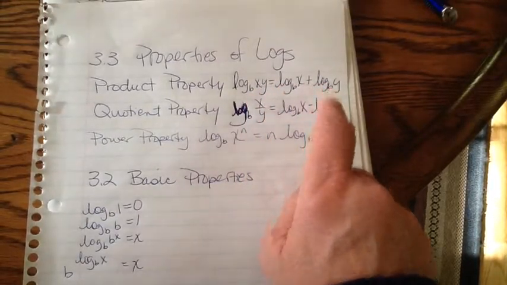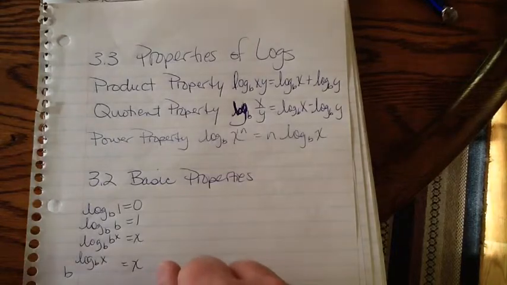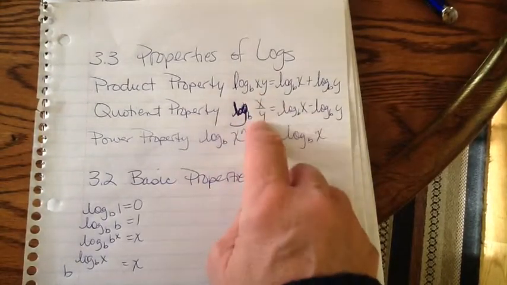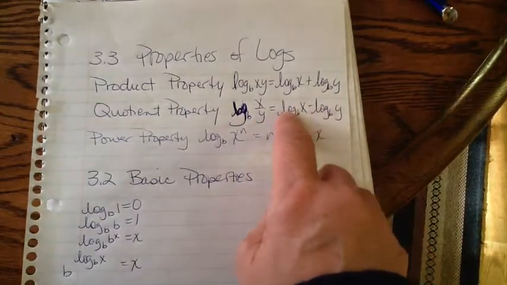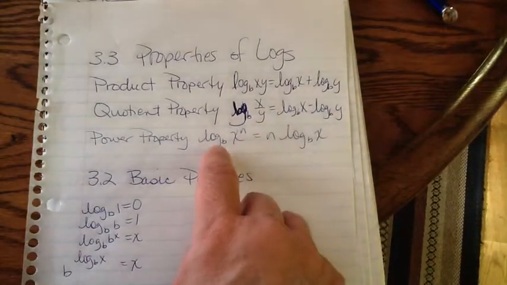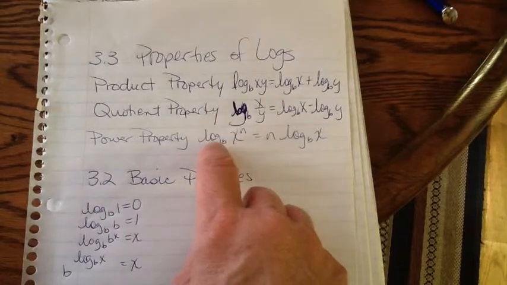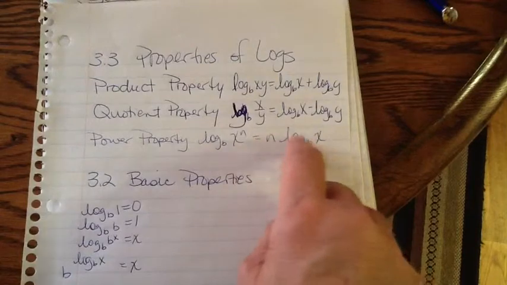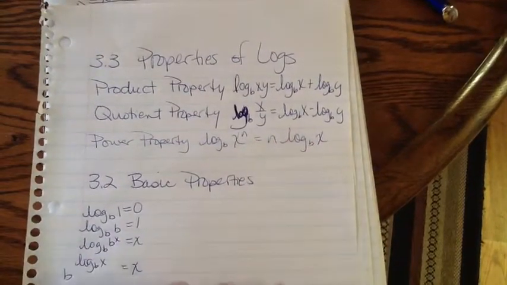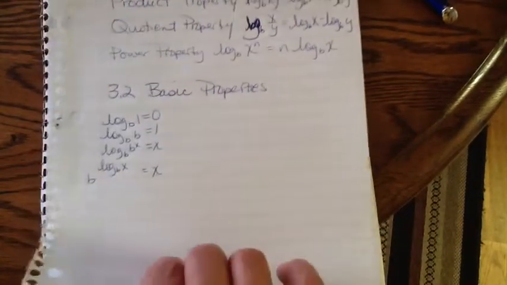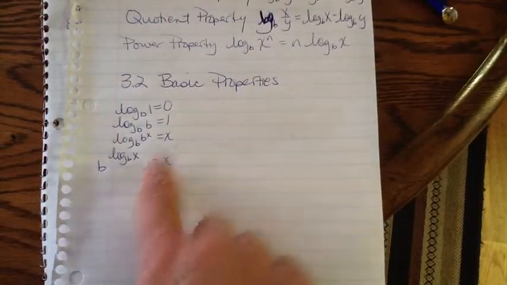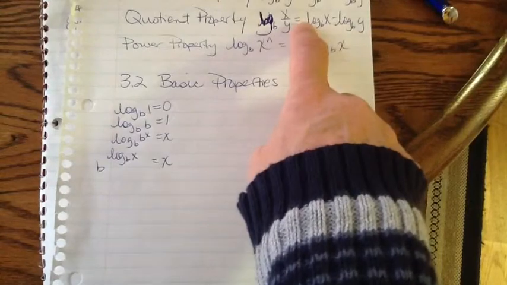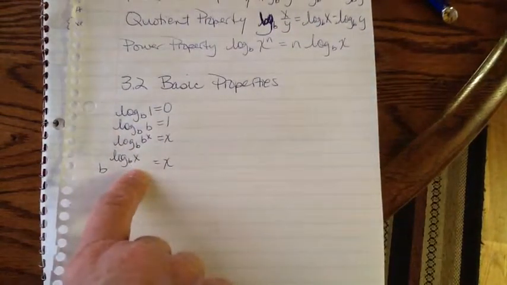The quotient rule is just similar to the exponential rule. If you have the same base and you divide the arguments, you're going to subtract the exponents. And the power rule is where you have a log base b of x to the n, you're going to take and bring the n in front and multiply. Now I wrote down the basic properties that we had from 3.2 because you're going to use not only these properties, the product, quotient, and power rules, but you're also going to use these basic properties.